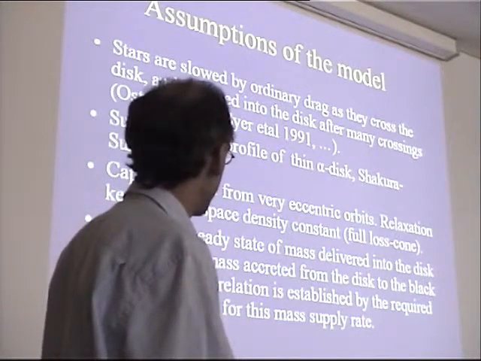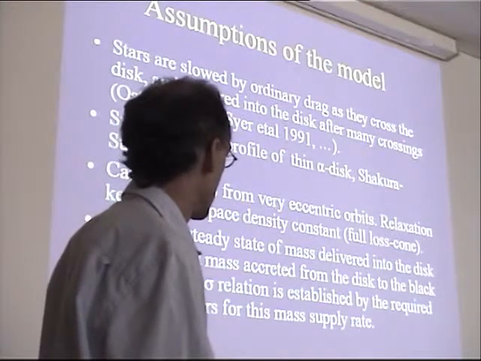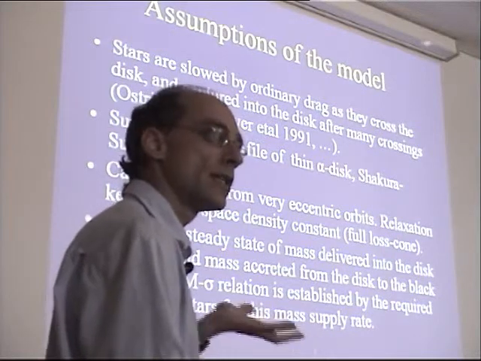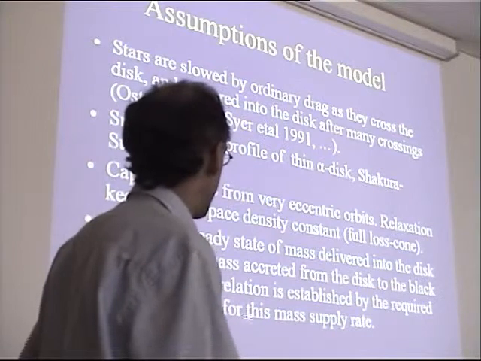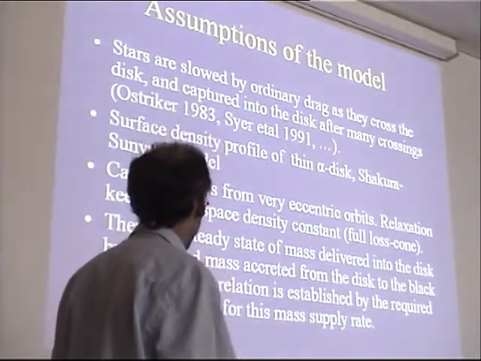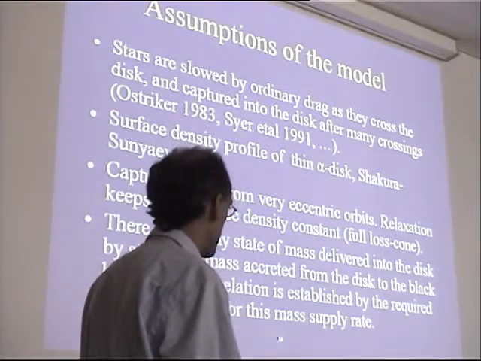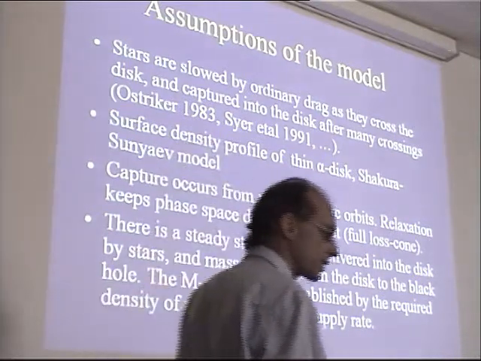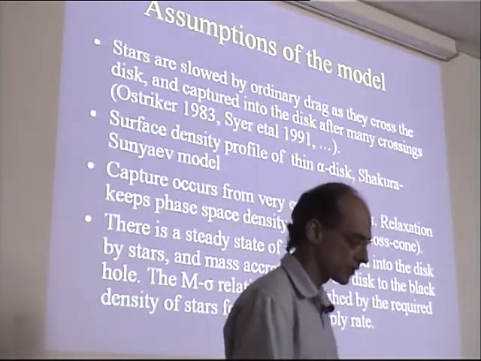So the assumption is that there is a steady state of mass delivered into the disk by stars. The same rate at which mass gets deposited into the disk is the accretion rate at which mass goes from the disk to the black hole. So mass accreted from the disk to the black hole has to be equal to the rate of mass delivery from stars. Then the M-sigma relation is established by the required density of stars for this mass supply rate. If we need enough mass deposited in the disk, we need a certain density of stars around the black hole, and that will tell us what the velocity dispersion of the stellar system has to be.